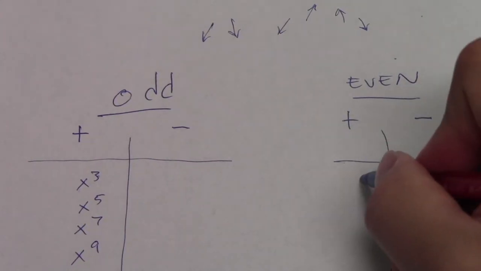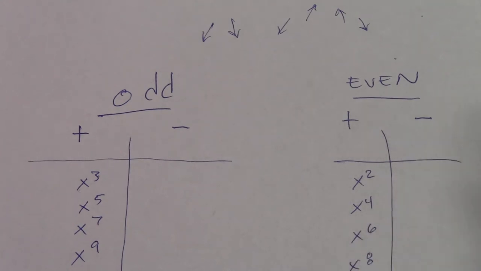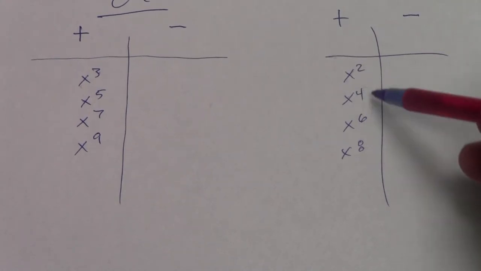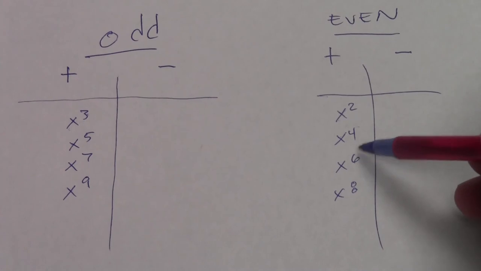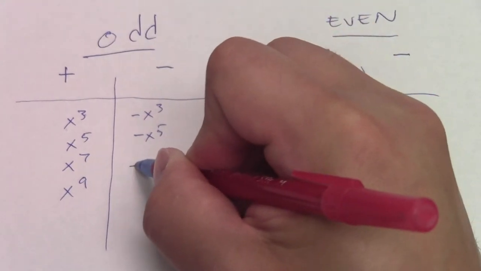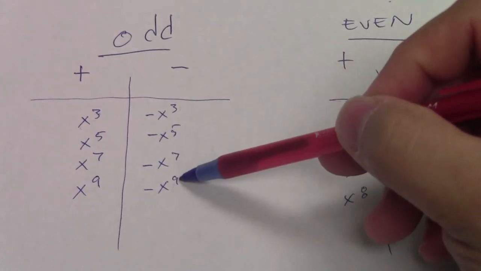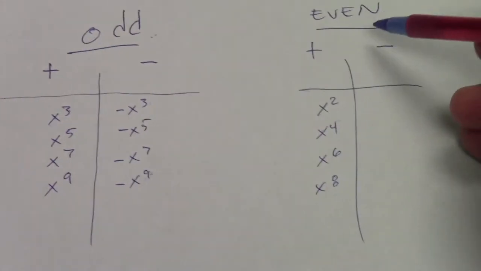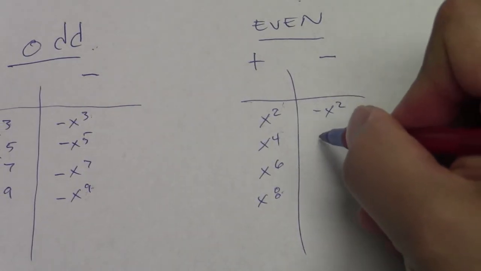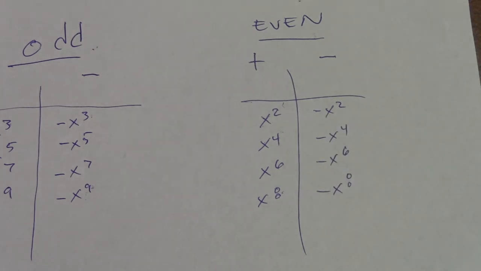Over here, x squared, x to the fourth, x to the sixth, x to the eighth. These are all evens. X squared, that's 2, 4, 6. These are evens, all right? So that's what we're looking at. Now, we could also have negative x to the third, negative x to the fifth, negative x to the seventh, negative x to the ninth, so on and so forth. You get it. If this number is an odd number, it falls under the odd category. If it's an even number, it falls under the even category. So negative x squared, negative x to the fourth, negative x to the sixth, negative x to the eighth, so on and so forth.